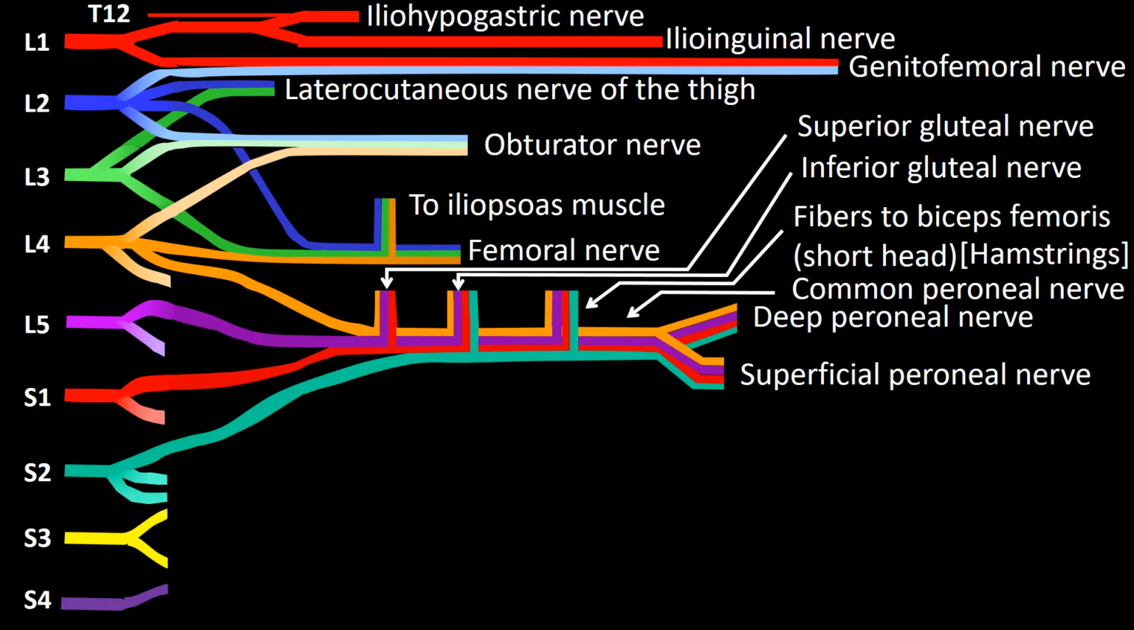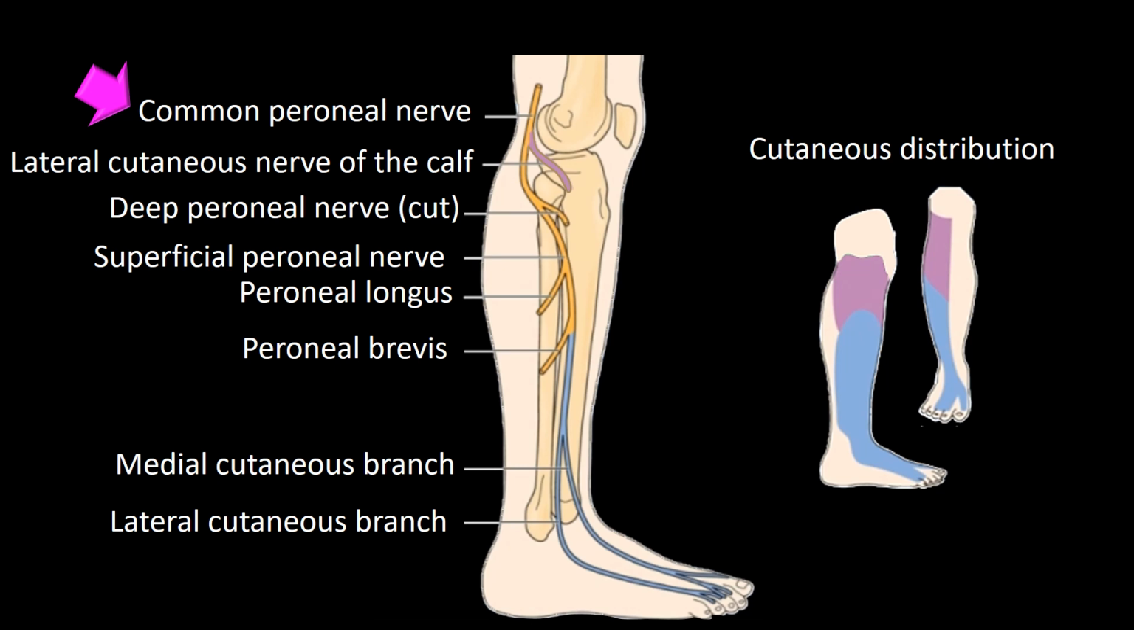I have gone back to the diagram to indicate that we are going to say a few words about the superficial peroneal nerve. But let's start by saying that the common peroneal nerve, before dividing into the deep and superficial peroneal nerves, gives a branch called the lateral cutaneous nerve of the calf. The lateral cutaneous nerve of the calf innervates the lateral region of the leg and also gives a branch to the articulation of the knee.